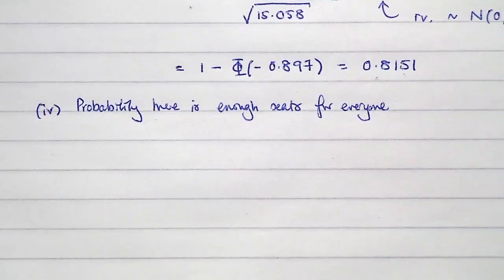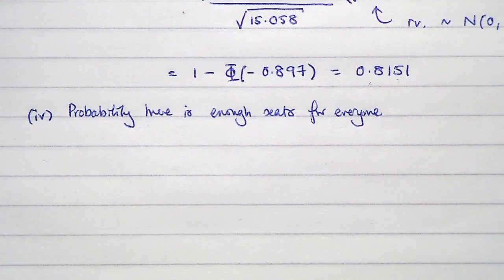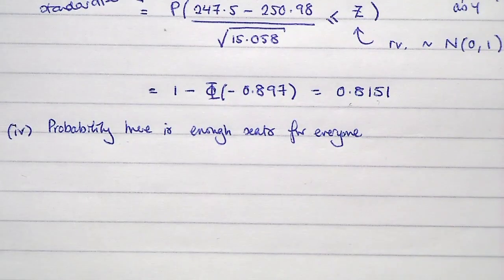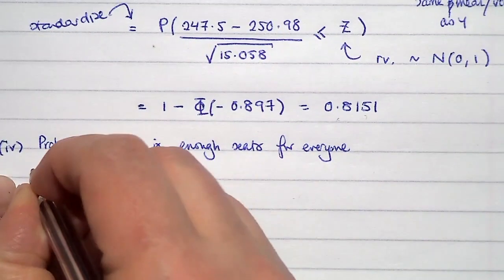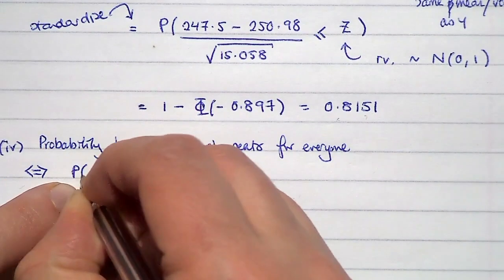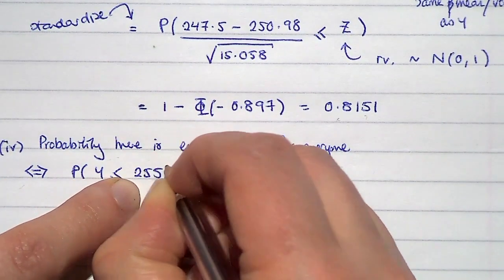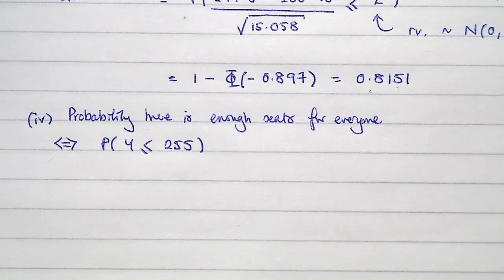And the tricky thing, or hopefully the tricky thing, is to translate this into something related to y. So translate from words into an equation about y, which I can then use exactly the same technique as I've done above on. So what is this going to mean about y? It's going to mean that the number of people who turn up, y, is less than the total number of seats on the plane. So y has to be less than 255.